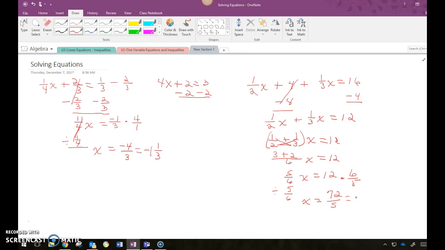Okay guys, sorry about that. It took me a second to grab a calculator. So 72 divided by 5 is actually 14.4.